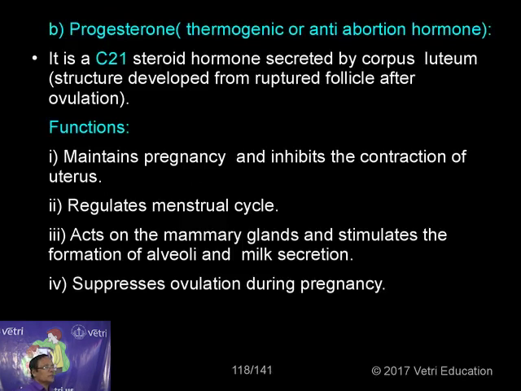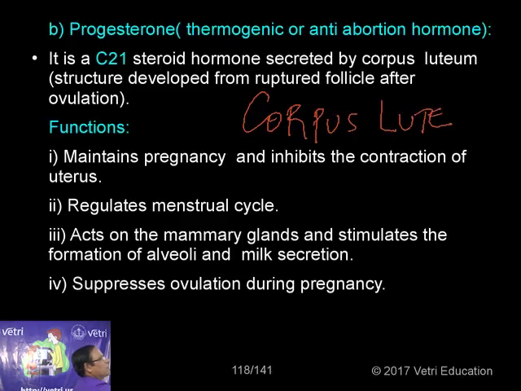This is a hormone produced by a transitory endocrine gland called the corpus luteum. After ovulation, once the egg has been released, the empty follicle is converted into this transitory endocrine gland, the corpus luteum. The corpus luteum persists only when there is a pregnancy, which is why progesterone is secreted during pregnancy. As it generates heat during the menstrual cycle, it is called the thermogenic hormone. As it prevents the abortion of the child during pregnancy, it is called the anti-abortive hormone.